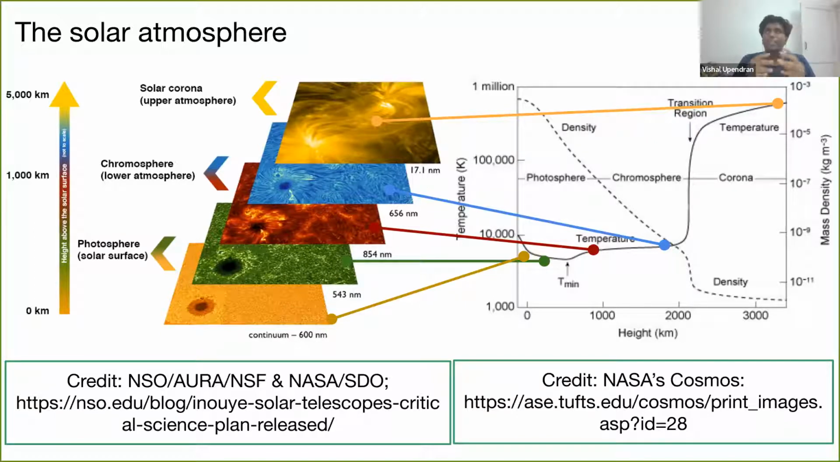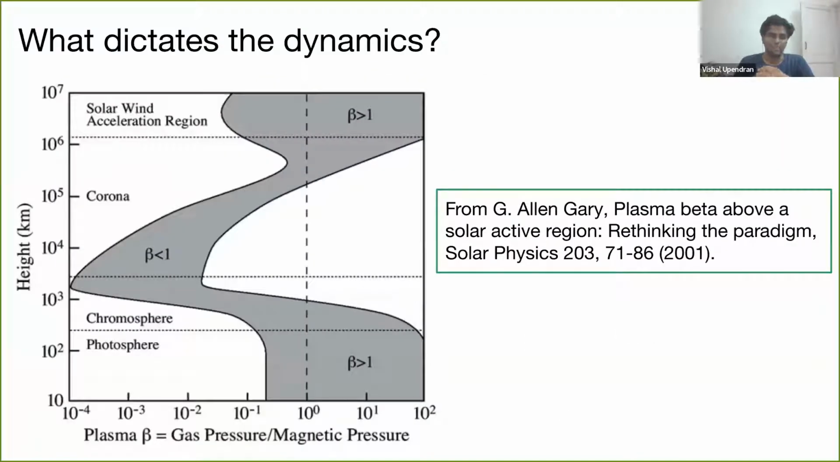Now, what dictates what is happening in these different layers? That requires something called plasma beta. Plasma beta is the ratio of gas pressure to magnetic pressure. It is a proxy for telling us whether the gas motion is dictating the dynamics of the plasma, or the magnetic field dynamics is. If plasma beta is more than 1, flows in the photosphere, for example, will dominate what happens to the plasma. But if plasma beta is less than 1, whatever the magnetic field is doing, for example reconnection, will dominate what happens in the atmosphere.